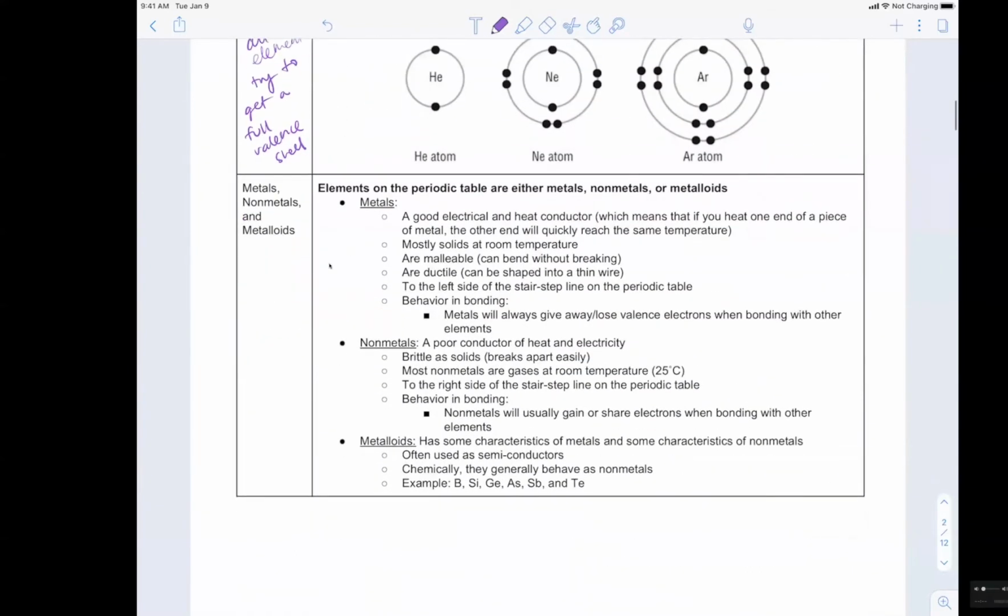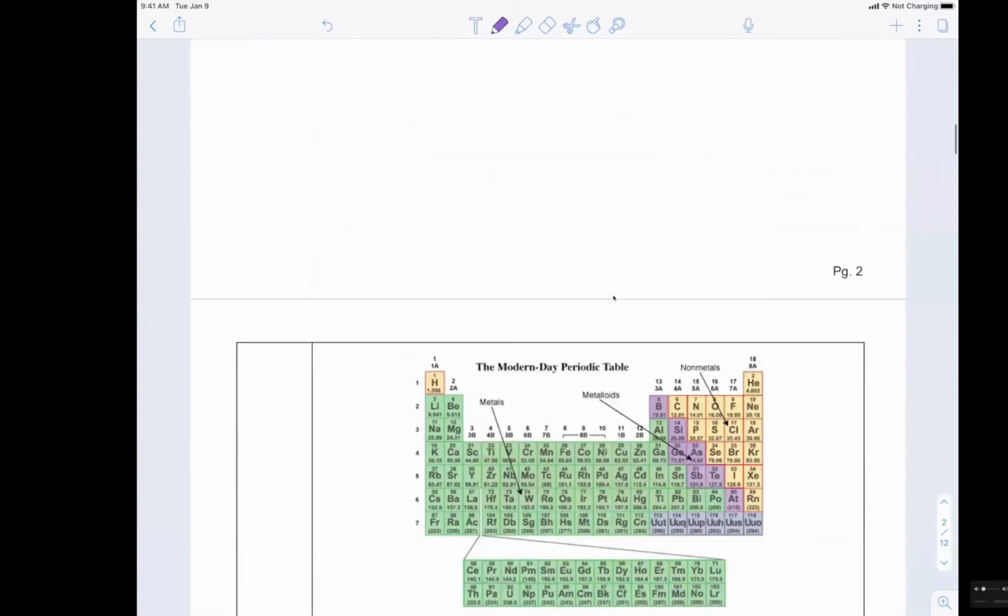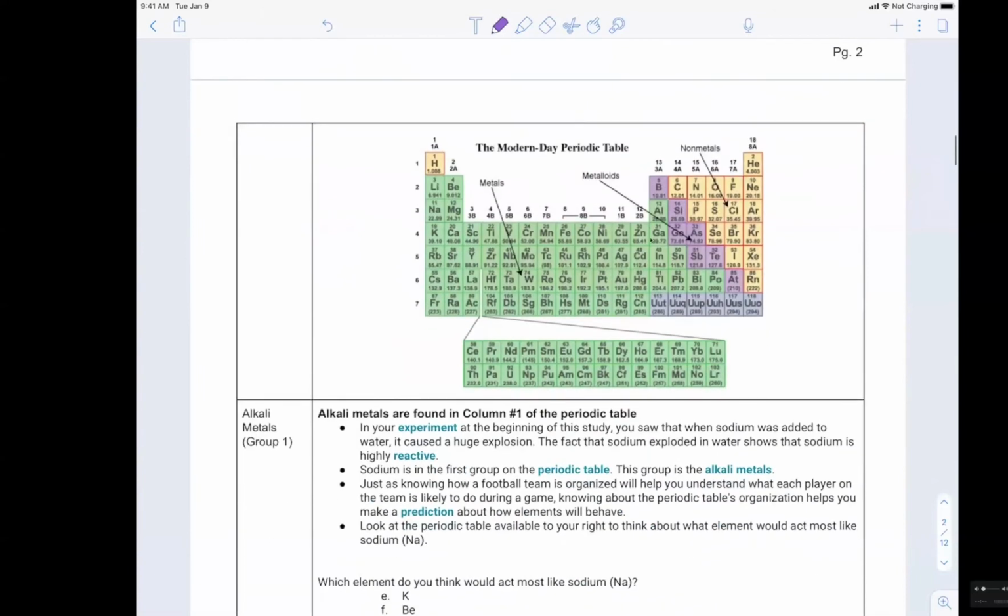On your periodic table, you have metals, nonmetals, and metalloids. These are different types of substances, and your periodic table is basically split up into these 3 types. Metals will generally be on the left, and you can see they're in green, nonmetals will be towards the right, and metalloids will be in this center section.